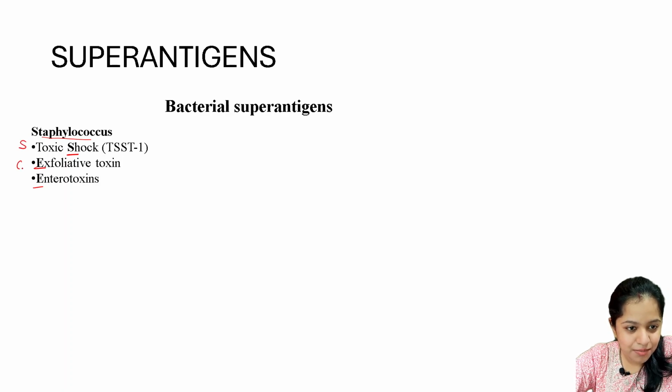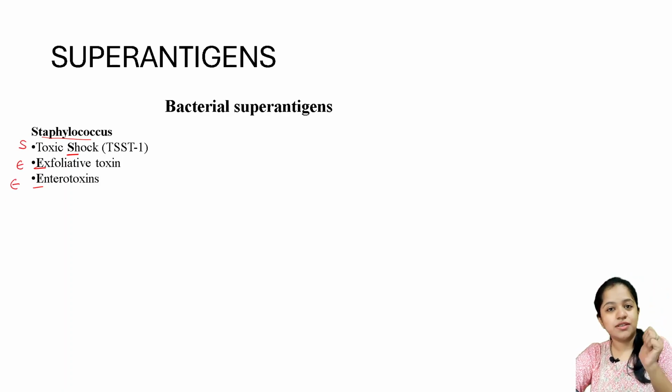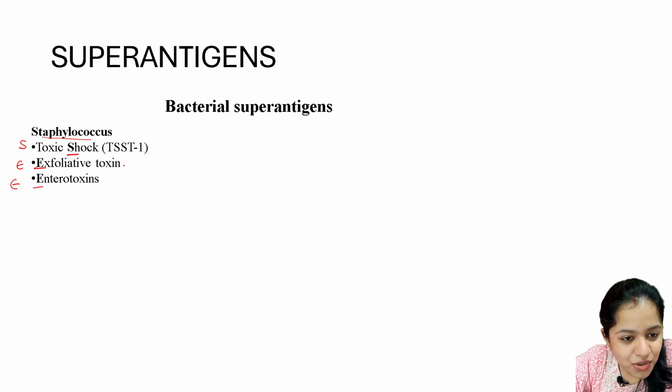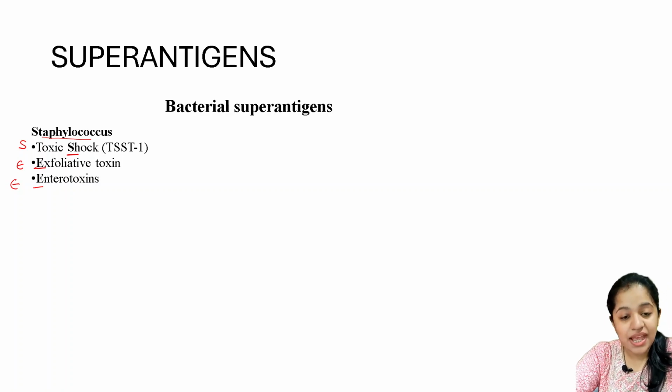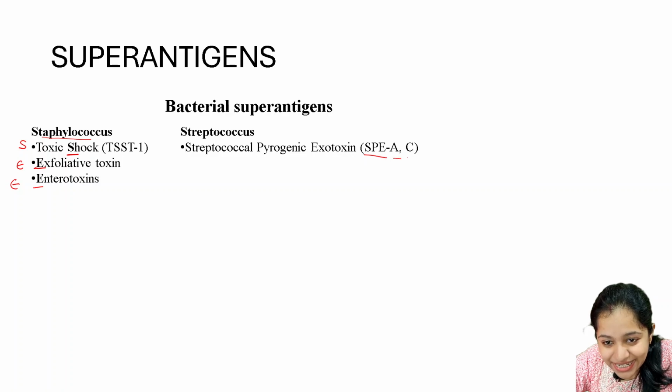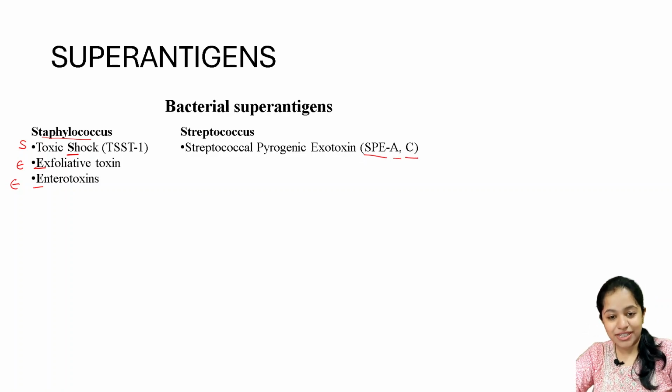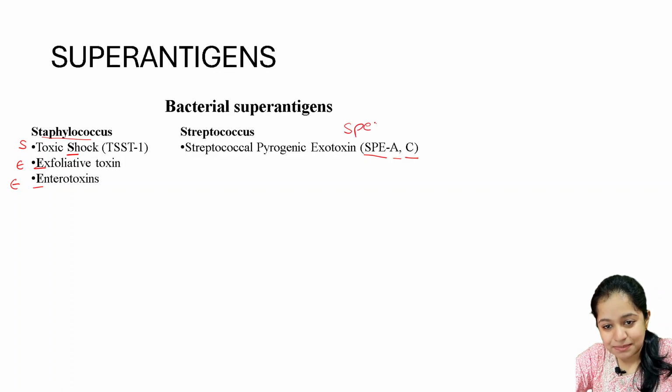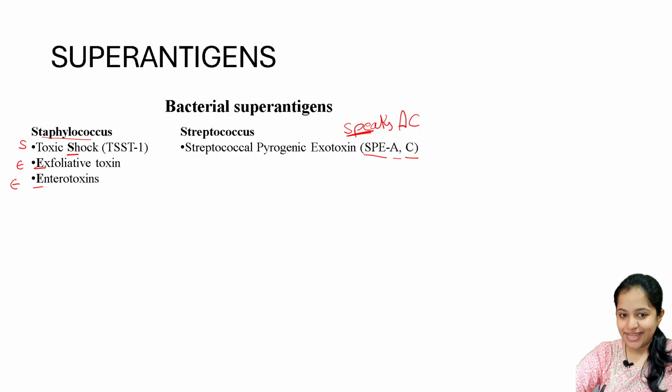Now you see in Staphylococcus, these are the super antigens. So here is your mnemonic. In Staphylococcus, you see what are the super antigens? Toxic shock, exfoliative toxin, and enterotoxin. Clear? Now comes Streptococcus. For Streptococcus it is streptococcal pyrogenic exotoxin. It speaks AC, SPEAC, streptococcal pyrogenic exotoxin A and C. Okay. So your mnemonic here is it speaks AC.